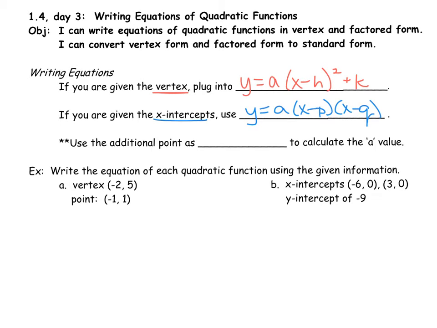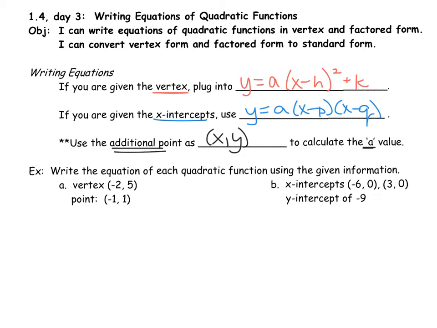Now, the only variable we still need to determine is the a value. That means we'll need an additional point somehow in the given information. We'll substitute those in for x and y in the two equations above, and then we'll calculate that a value. Let's put this to the test. We have a few examples to go through.